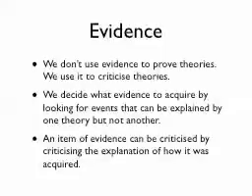We don't use evidence to prove theories, we use it to criticise theories. We decide what evidence to acquire by looking for events that can be explained by one theory but not another. An item of evidence can be criticised by criticising the explanation of how it was acquired.